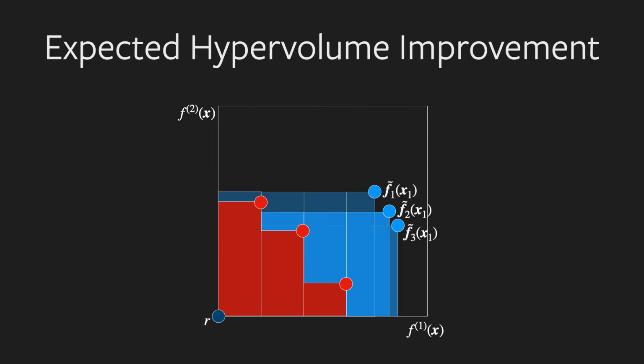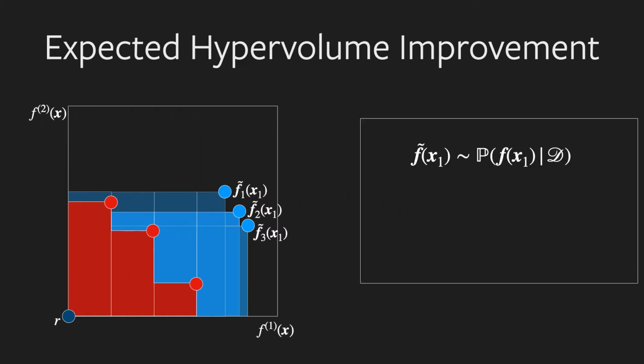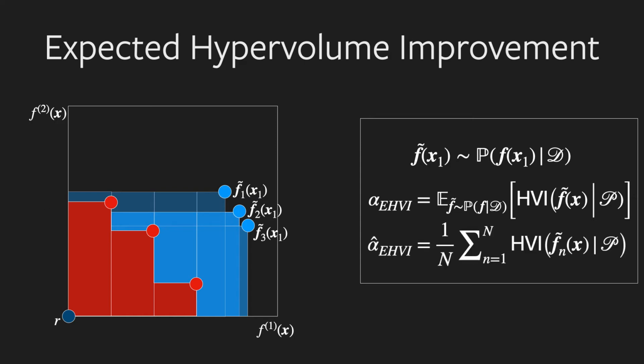Although the function values at a new point are typically unknown, the probabilistic surrogate model provides a posterior distribution over what the function values are given the observed data. Using this posterior distribution, a common acquisition function in multi-objective Bayesian optimization is the expected hypervolume improvement. Although a closed-form expression for expected hypervolume improvement exists in the sequential selection case, a common approach for computing expected hypervolume improvement is to approximate it with Monte Carlo integration.